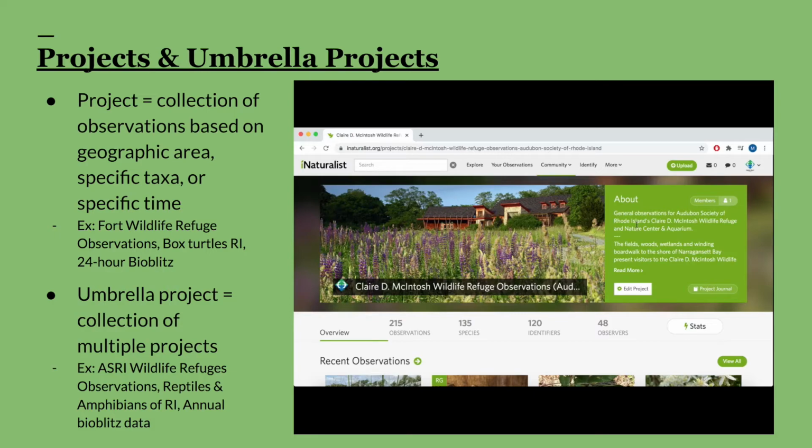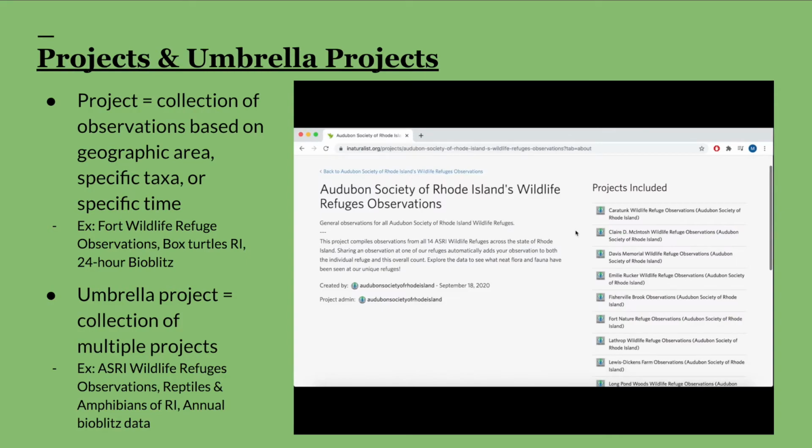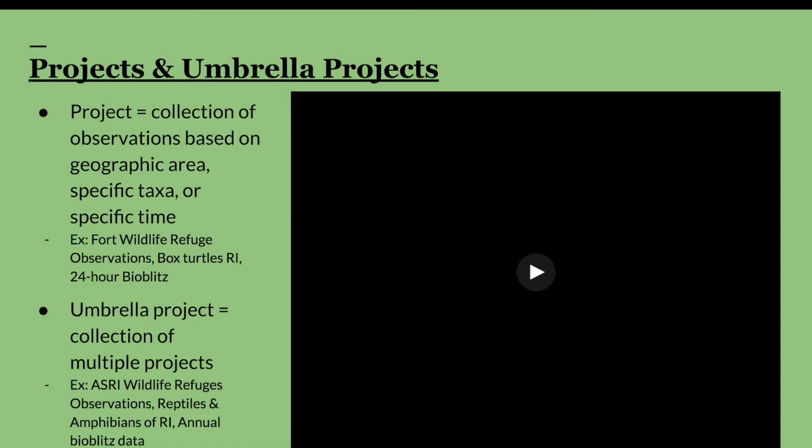An umbrella project is a collection of these specific projects. The umbrella project creator can add individual projects to be counted towards the umbrella project, which then displays the overall observations from these individual projects. Umbrella projects can be used to show observations across multiple wildlife refuges, show data on multiple animals of interest, and display observations from a reoccurring event.